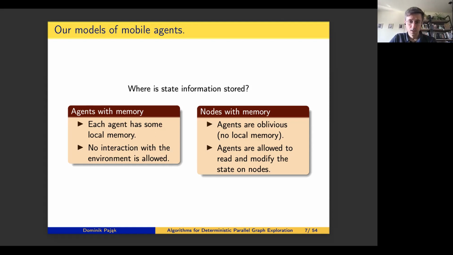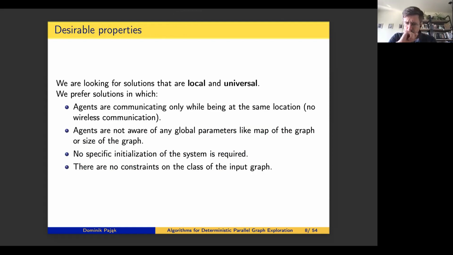The properties that we are looking for are that the solutions are local and universal. When designing the model, we want the agents to be local, meaning that they communicate only with agents that are at the same location. They are not aware of any of the global parameters of the graph. We don't want any specific initialization of the system.